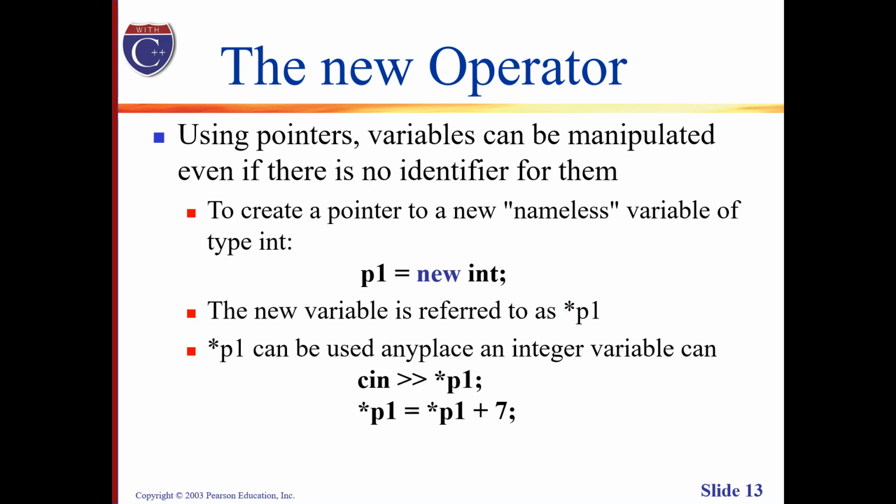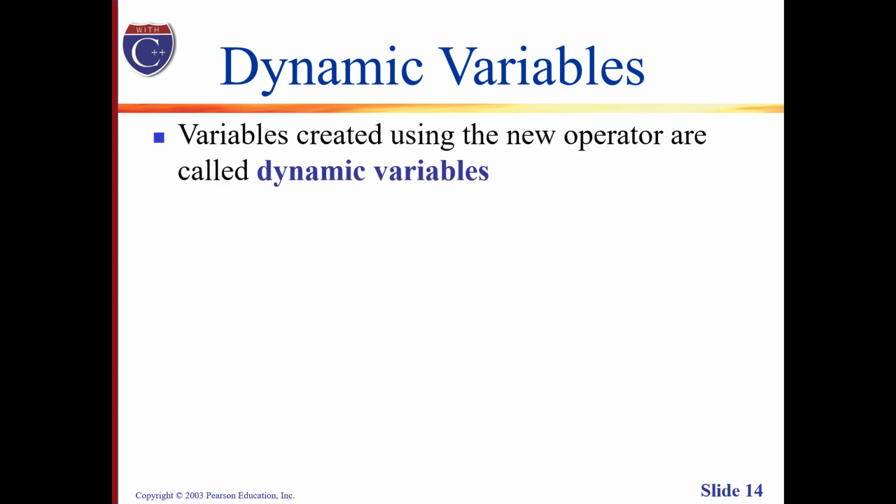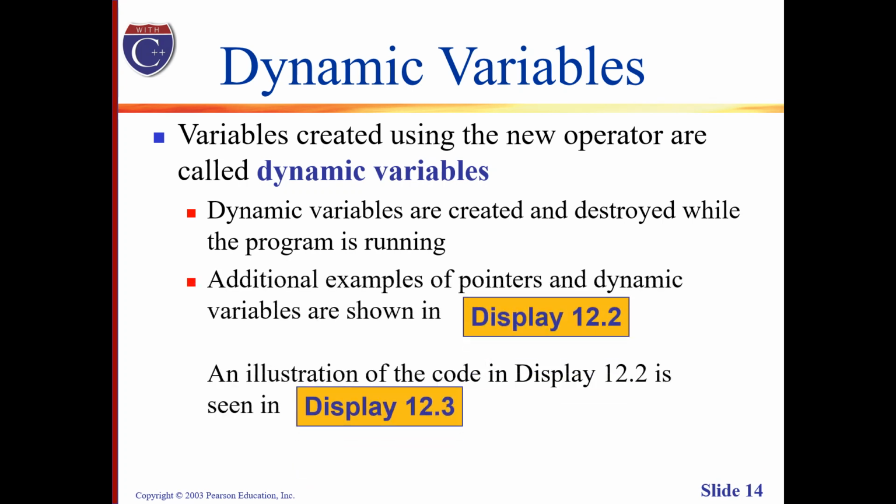In this case, *p1 can be used any place an integer variable can be used. Here's an example. As you can see here, you can use the said pointer variable in any way as long as it follows the same syntax. We also have what we call dynamic variables. Variables created using the new operator are referred to as dynamic variables. Dynamic variables are created and destroyed while the program is running. Here are some examples of pointers and dynamic variables.